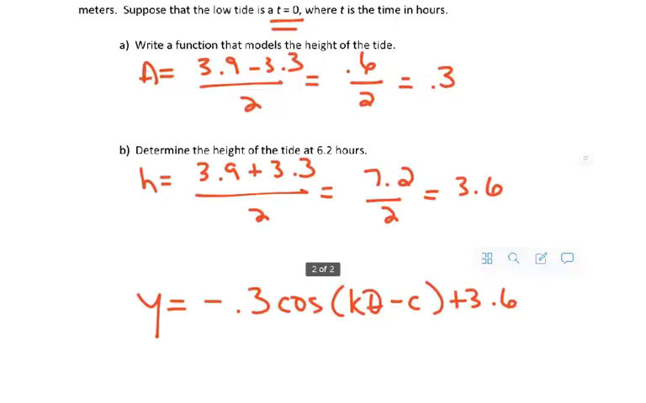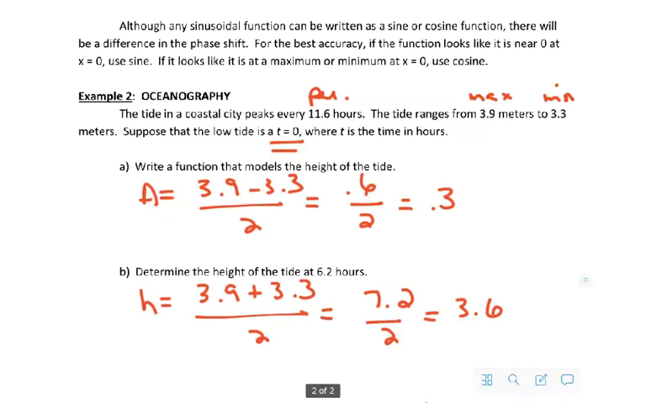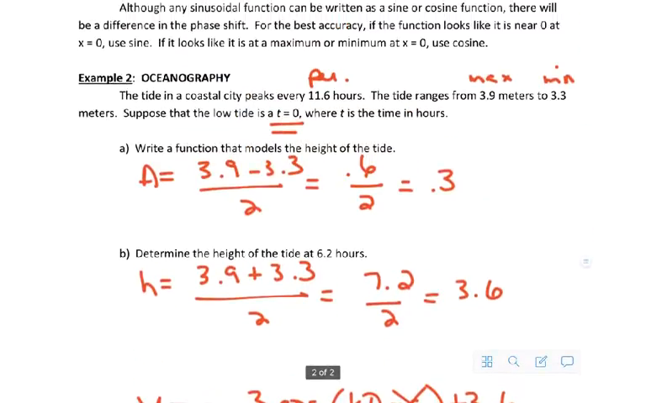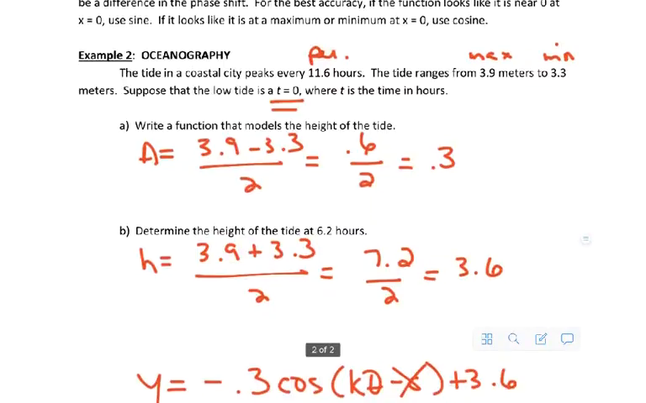All right, so in order for there to be a phase shift, either I have to tell you there's a phase shift, or I have to give you a table of data so that you can find it. And in this particular problem, we did not give you a table of data. We just gave you some information. So if you don't have a table of data, we're not going to have a phase shift, which is nice because then I don't have to worry about it. The only other thing I need to worry about is what's k. In order to find k, they have to tell me the period, which they did. They told me that the tide in the coastal city peaks every 11.6 hours.